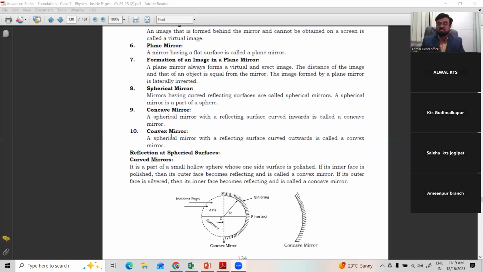Then we have seen the spherical mirrors. The best example is a spoon. Mirrors having a curved reflecting surface, either hollow inside or bulged outside. These are the two possible curves. Like a spoon, simple: one side of the spoon is concave, one side is convex. You can try during lunch time. A concave mirror will give the inverted image, that is reversed, whereas a convex mirror will give the erect, straight image of your own face.